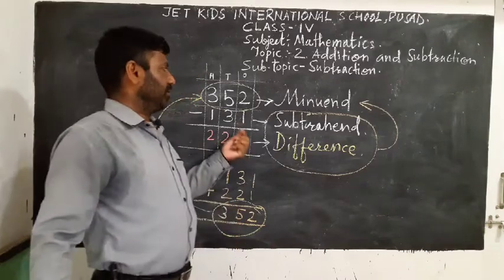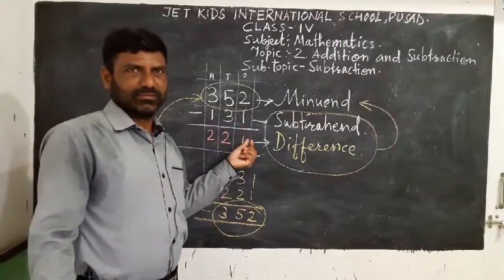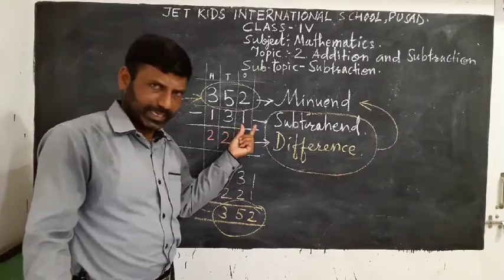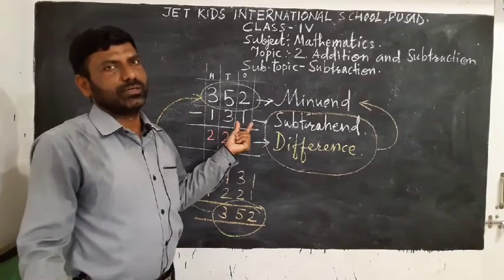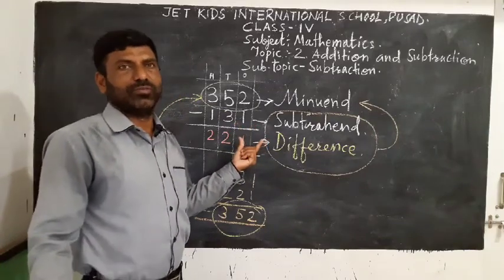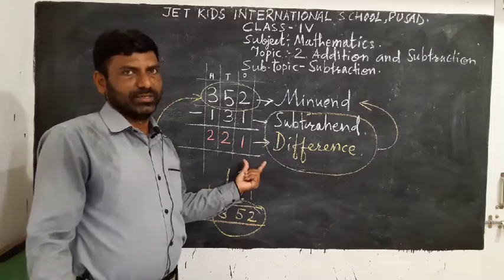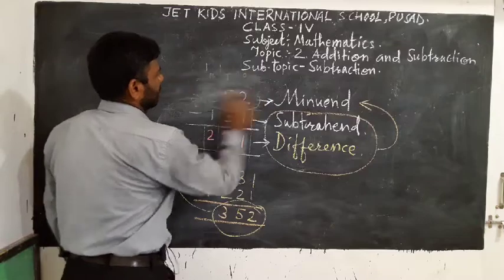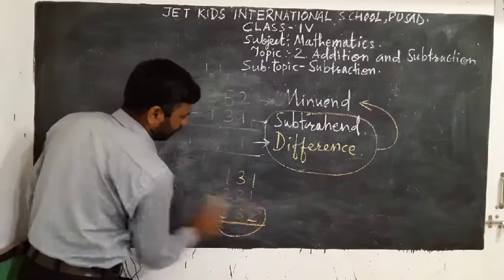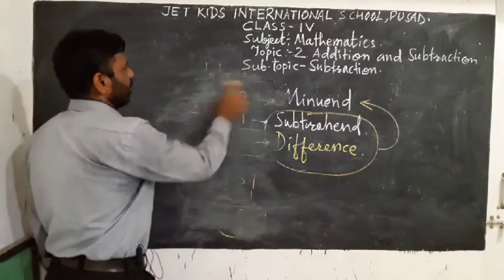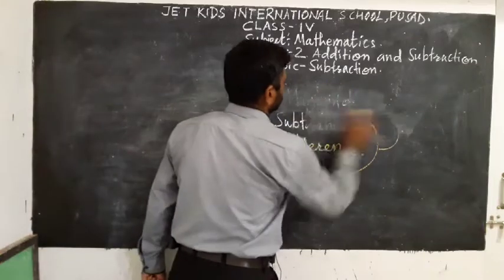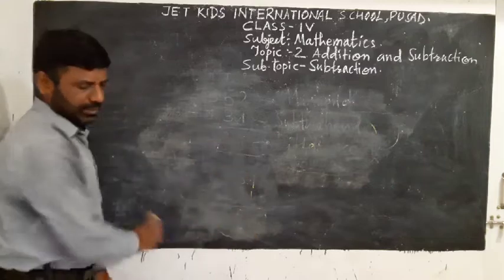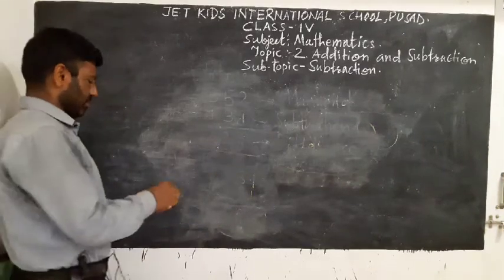Or in fill in the blanks, where we fill the missing numbers, the missing digits, in that also this will be helpful for you. Understand? Okay, let's discuss the properties of subtraction. It's very important. Likewise we saw the properties of addition, subtraction also has its own properties. We will discuss them one by one.